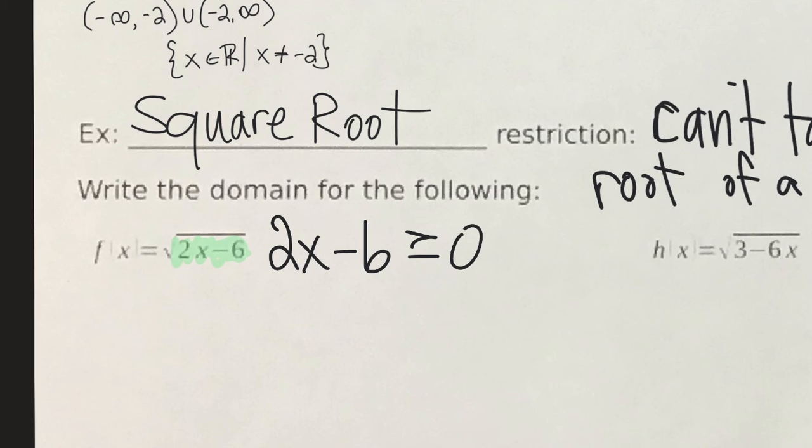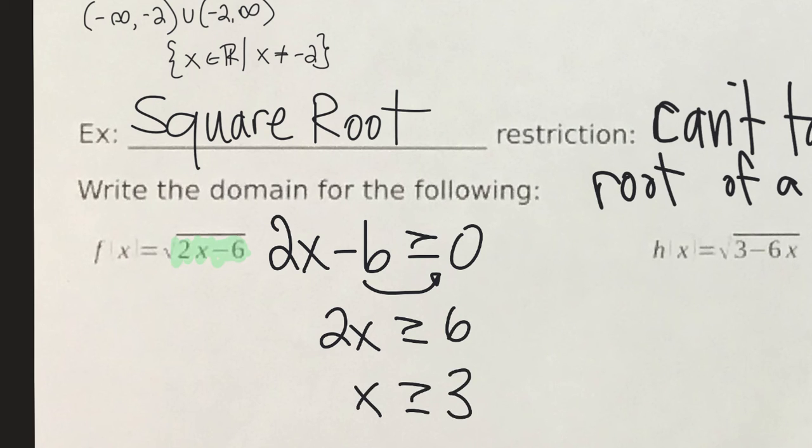This is a two-step inequality. We add the 6 to both sides, and then when we divide by 2, we get x has to be greater than or equal to 3. So there's an inequality, that's all good. We could make it into set notation by saying we're talking about all real numbers and putting some braces on there.